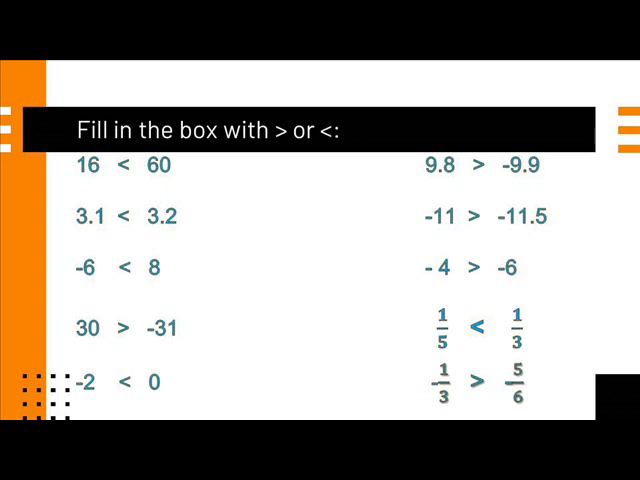Then we have minus 4 and minus 6. Same goes for these two numbers. Minus 4 is obviously greater than minus 6. Then we have 1 over 5 and 1 over 3. Well, 1 over 3 is greater than 1 over 5. Then we have minus 1 over 3 and minus 5 over 6. Well, minus 1 over 3 is greater than minus 5 over 6.